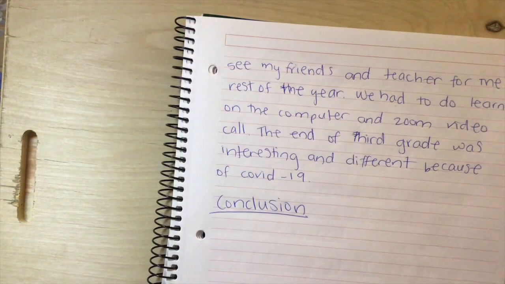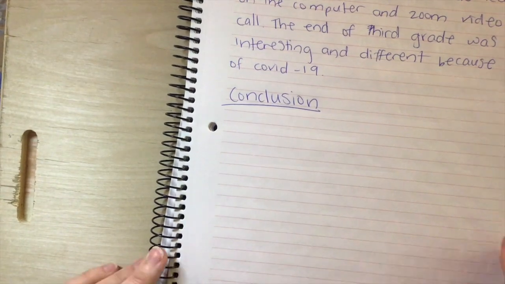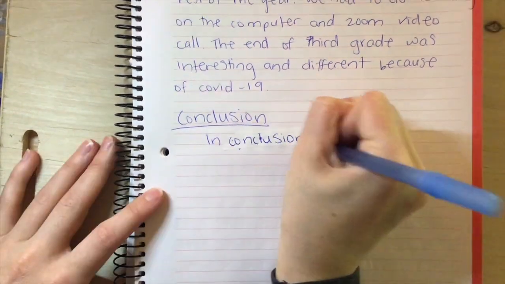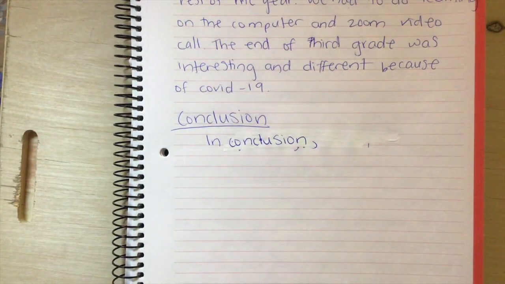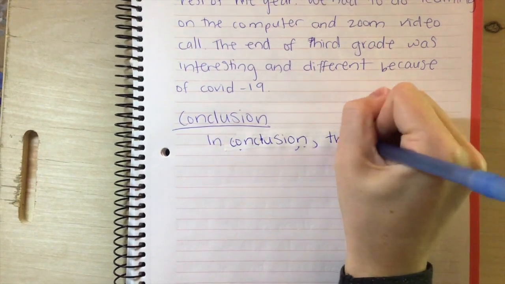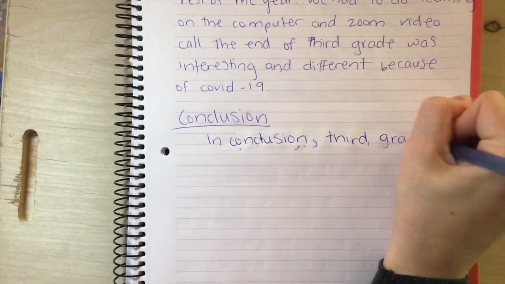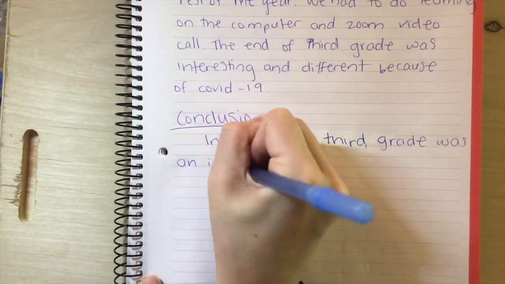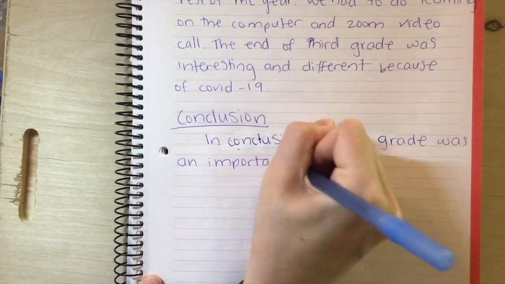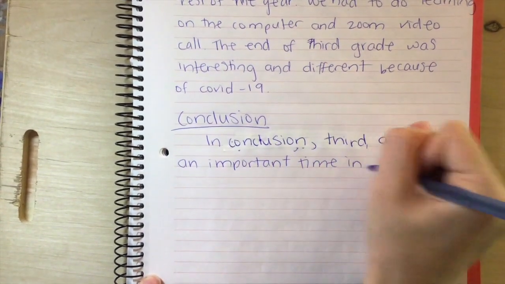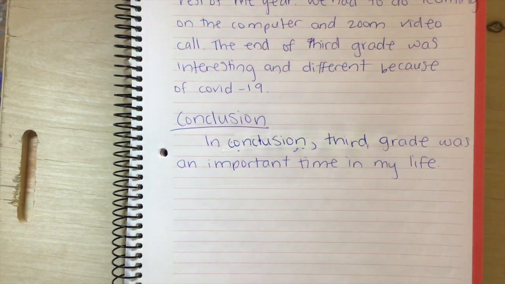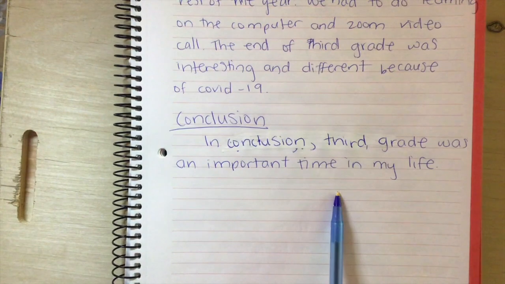First thing I'm going to do is the transition word. I always like to use in conclusion in my conclusion because it really lets the reader know that I am done writing my essay. So I'm going to write, in conclusion, comma. In conclusion, third grade was an important time in my life. What I did was restate the main idea. I talked about how important third grade is.